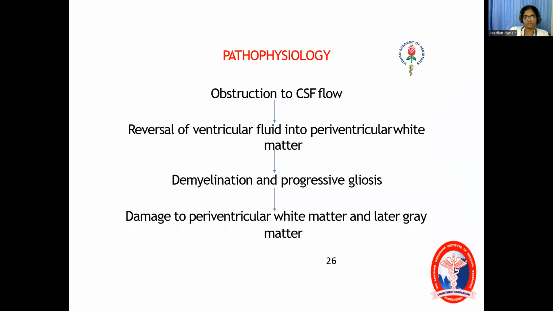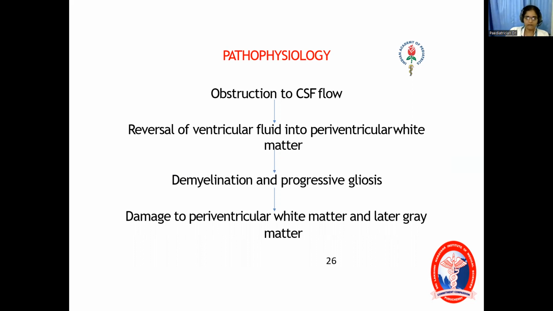Coming to the pathophysiology. Obstruction to the CSF leads to reversal of ventricular fluid into the periventricular white matter, which leads to demyelination and progressive gliosis. This in turn leads to damage to the periventricular white matter and later gray matter. Okay, so all this is because of the backflow or reversal of the CSF fluid because of obstruction.